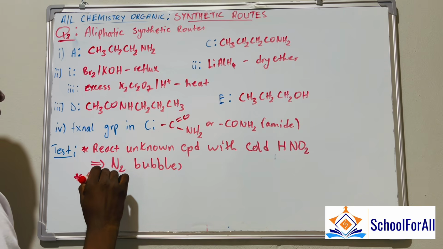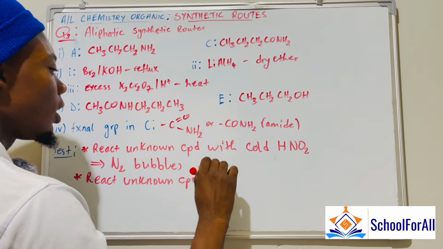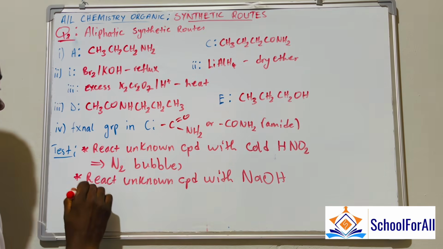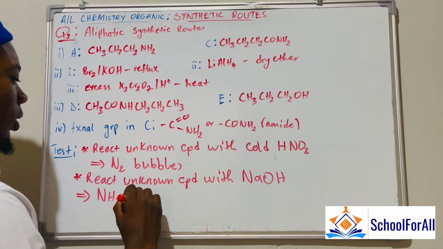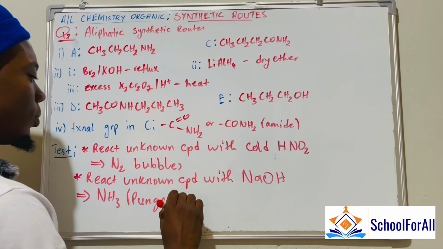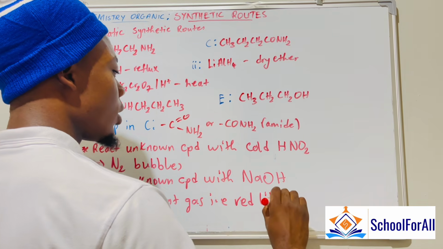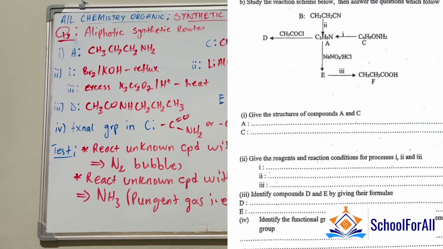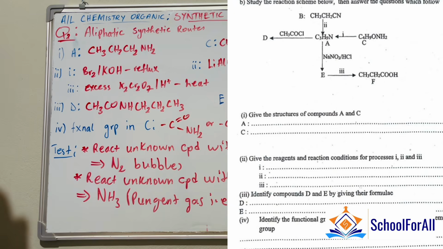So that is one way in which I can confirm the presence of an amide, or I can react my unknown compound with sodium hydroxide. If I react it with sodium hydroxide, ammonia gas will be released, which is basic and turns red litmus paper to blue. So that is how I can test for my compound C. So this is all about question 2, which has to do with aliphatic synthetic code concerning nitrogenous compounds.